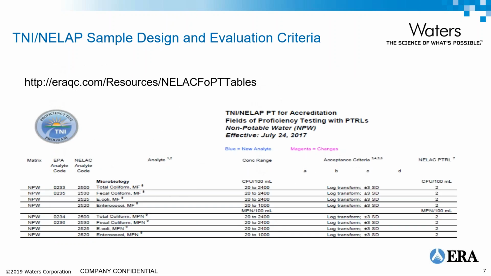The actual way that the information is communicated to us via TNI is through what are called fields of proficiency testing tables. Those tables come to us in an Excel spreadsheet format, where it lists out the specific analytes and the technologies, the ranges, the fact that it needs to be log transformed, and that it's going to be plus or minus 3 standard deviations. You can access this also through our website, and there are NELAC FoPT tables set up for not only non-potable water, but drinking water, soil and hazardous material, radiochemistry, and so forth.